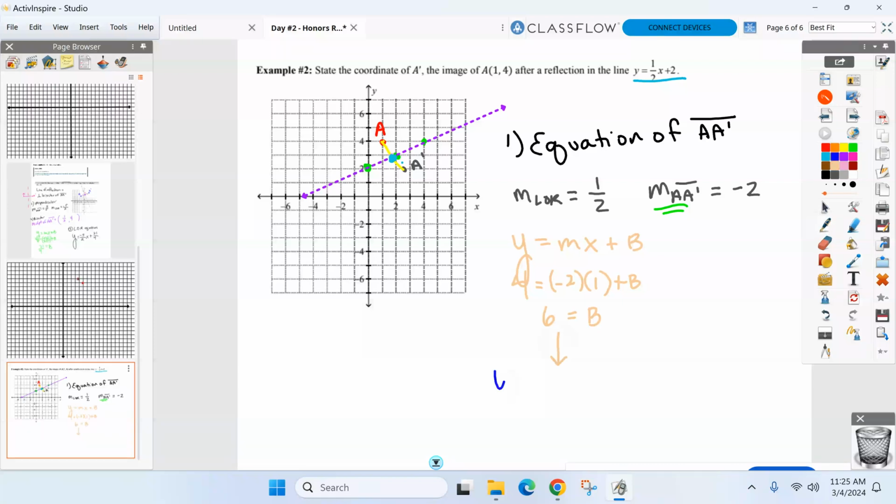The equation of AA prime, y equals -2x plus 6. So I have the line of reflection equation. I now have AA prime. Where do they intersect? Because that is going to be my midpoint. All right, grab your calculators because it sounds like some of you didn't have the privilege of doing this last year. Go to Grapher, type both in.